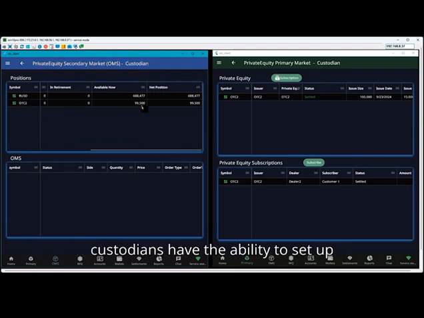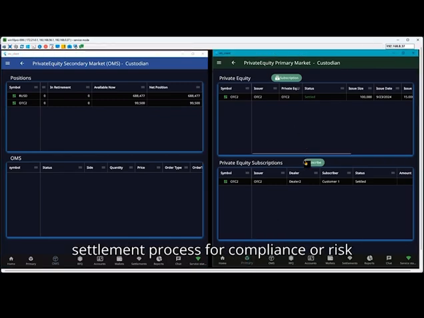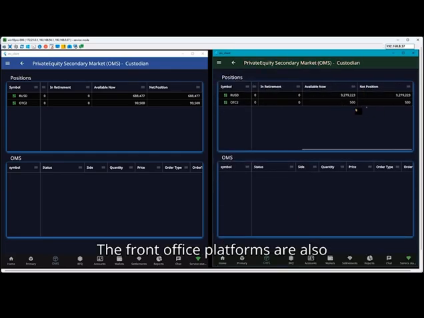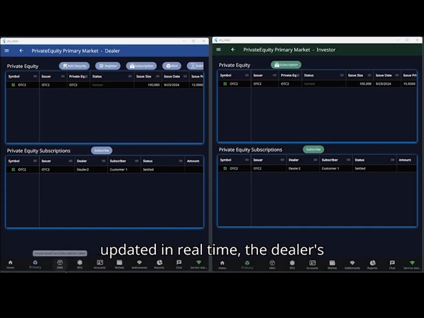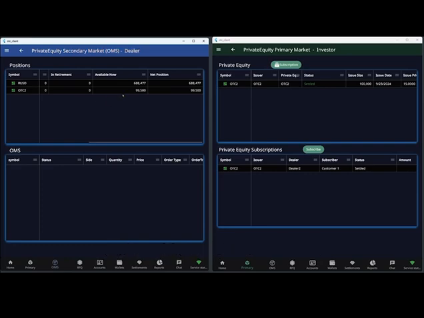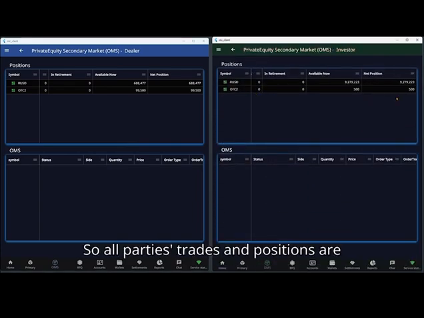The custodians have the ability to set up manual controls at any time during the settlement process for compliance or risk management purposes. The front office platforms are also updated in real time. The dealer's trade shows settled, and the security and cash positions are also updated. Similarly, the investor trade and positions are also updated. So all parties' trades and positions are always synchronized in the OTC platforms. Such automated workflows enable the buy-side firms to practically eliminate all manual operations and outsource them to the custodians.